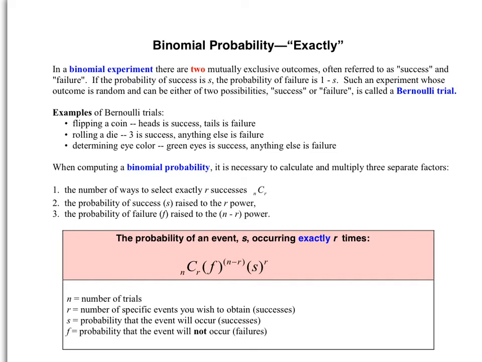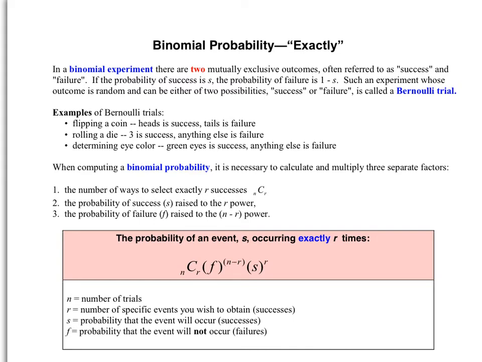Examples of Bernoulli trials are flipping a coin. For example, if you're looking for heads, heads would be success, tails would be failure. So it's either a yes or no situation. Rolling a die, getting a 3: 3 is success, all others are failure. Determining eye color: if you're looking for green eyes, that would be success. Anything else would be considered failure.